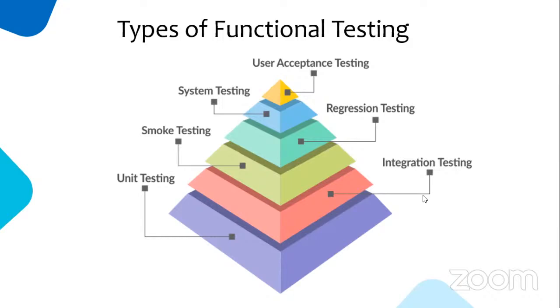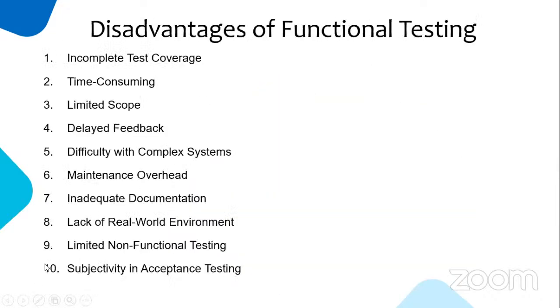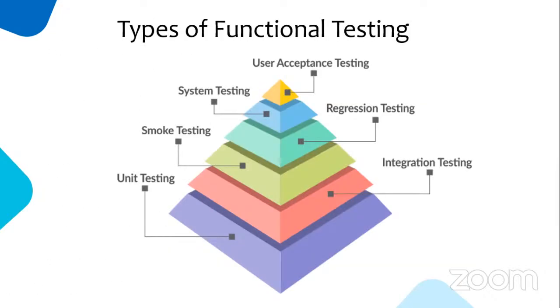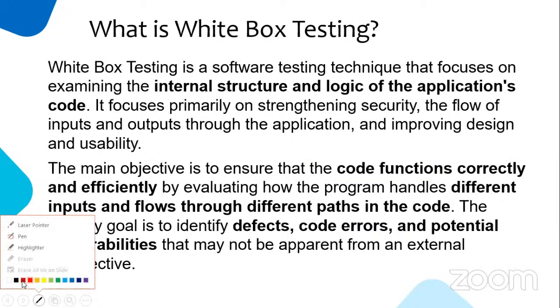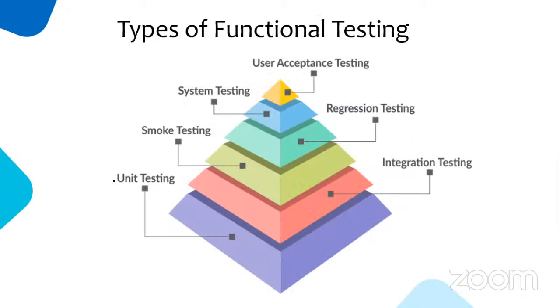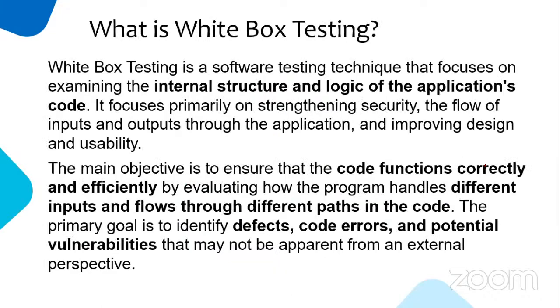Okay, so in the previous class, we learned about types of functional testing. Especially, we learned what unit testing is. Just a short recap: we are done with unit testing and SIT. These two are completed.